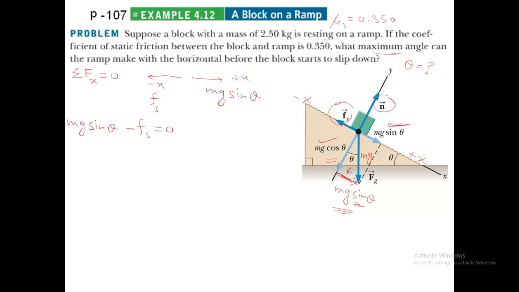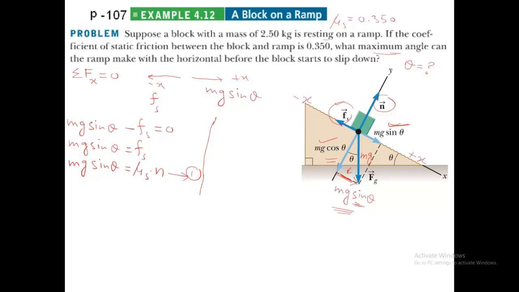Now if I write mg sine theta is equal to F sub S, and you see we have just finished that static force of friction is equal to mu s times the normal force. Let me call it equation number 1, right?